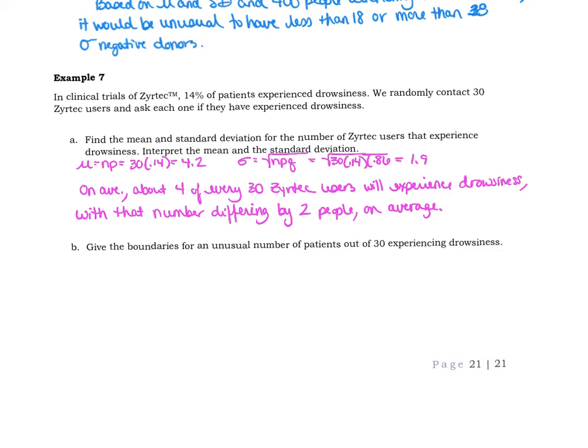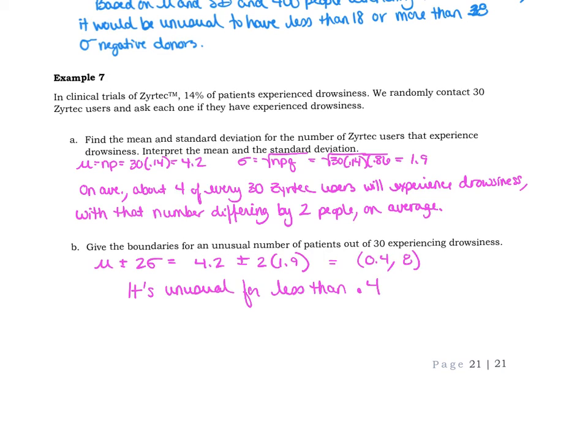Give the boundaries for an unusual number of patients out of 30 experiencing drowsiness. So again, that whole 2 standard deviation thing. So mean plus or minus 2 standard deviations. 4.2 plus or minus 2 times 1.9. On the low end, that gives you a 0.4. On the high end, that gives you an 8. So the boundaries, it's unusual for, you can say less than 0.4. You can say it'd be unusual for nobody to experience drowsiness if you want. That would probably be the more common sense way to say it, but unusual for less than 0.4 or more than 8 of 30 Zyrtec users to be drowsy.